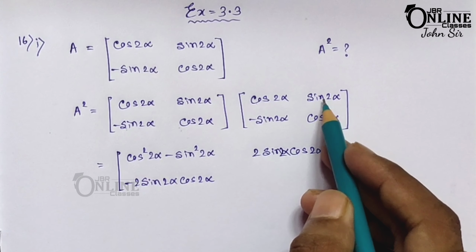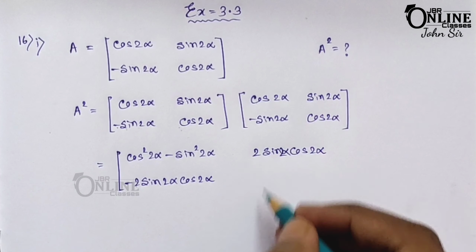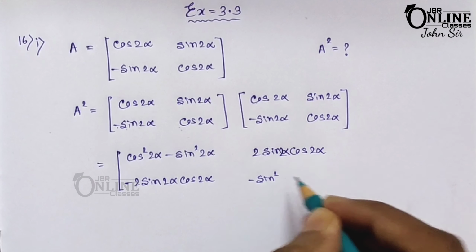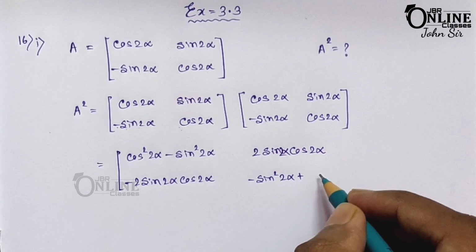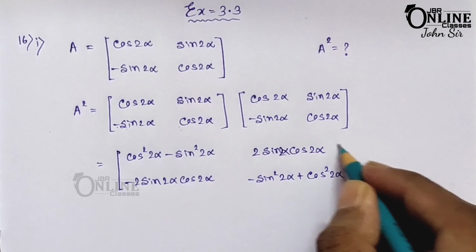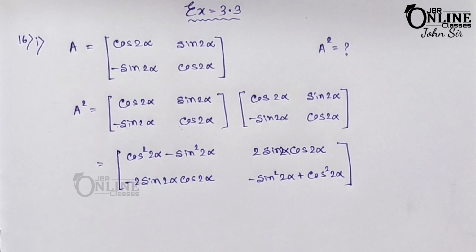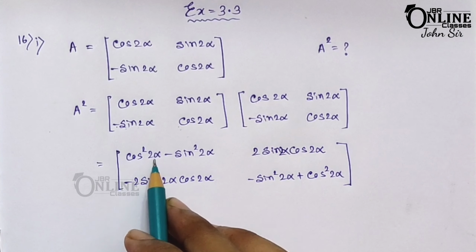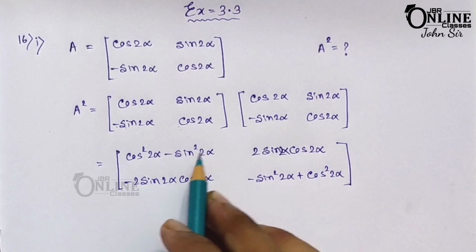Now the last one, minus sin square 2 alpha, then plus cos square 2 alpha. So now in the first one you have cos square 2 alpha minus sin square 2 alpha.